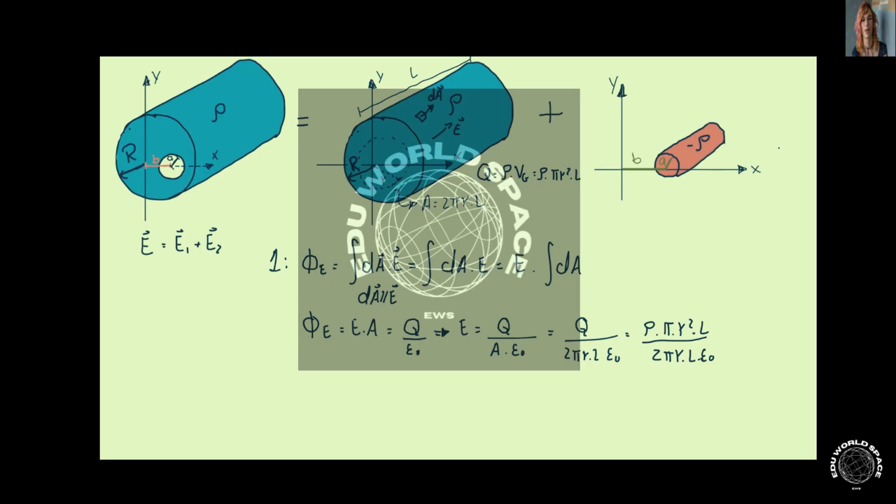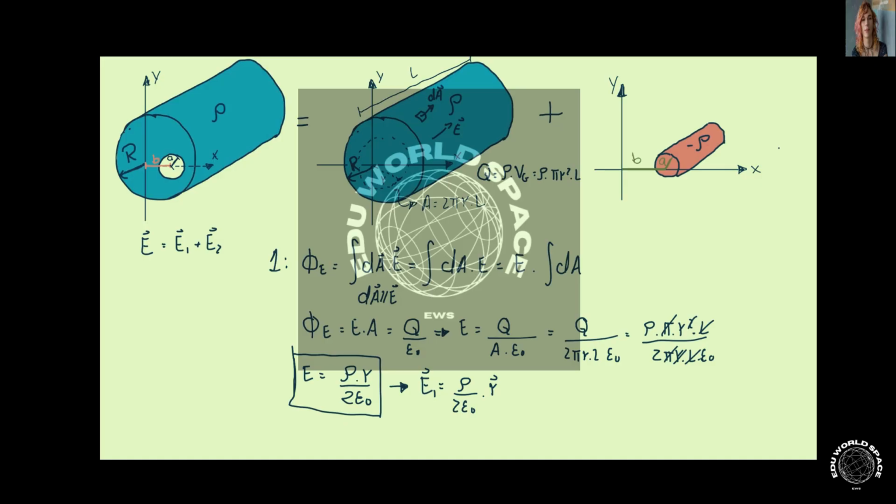Now we can simplify whatever we can, so pi with pi, r with r, L with L, and we are left with an electric field that has a magnitude given by rho times r divided by 2 times epsilon 0. Notice that it doesn't depend on L. And then, given the situation, it's very simple to write it in vector notation. So the vector E is equal to rho divided by 2 epsilon 0 times vector r. So the electric field is parallel to the radial direction, as I said. Then, this is our E1.